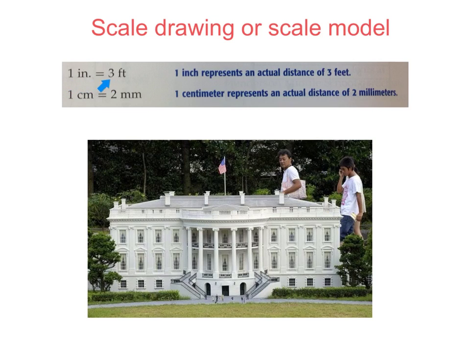So let's just take this one for example. It says 1 inch is equal to 3 feet. So if that were the scale for this White House, that means for every 1 inch on the model itself, it's actually 3 feet. So if this window were actually 3 inches, that would mean the window itself is actually 9 feet up and down. And let's say it was 1 inch going across, well that means it would be 3 feet in reality.